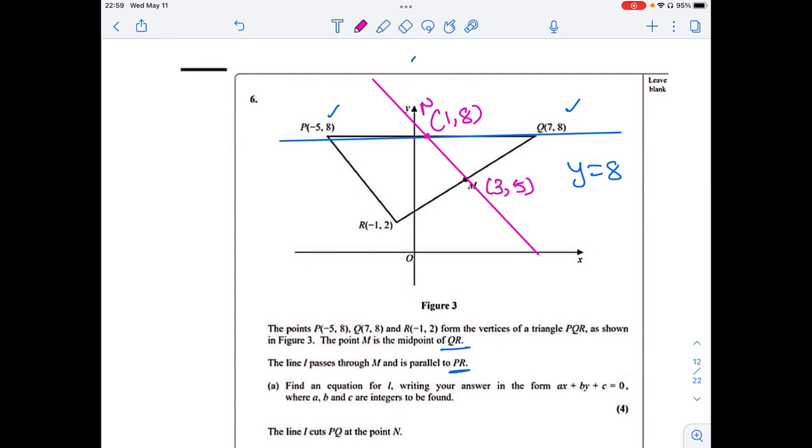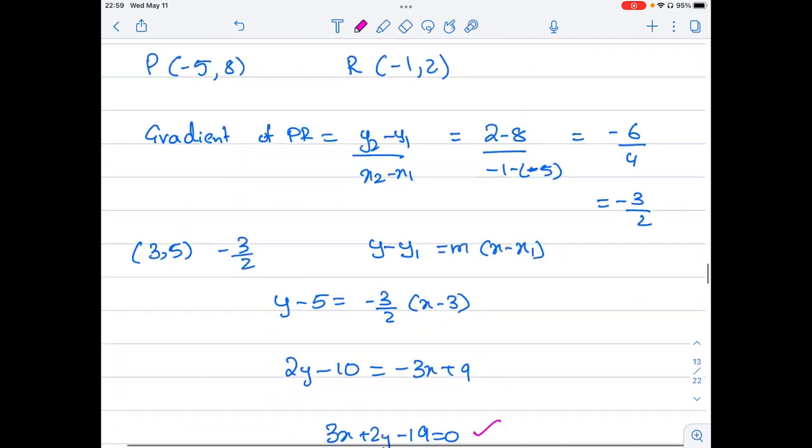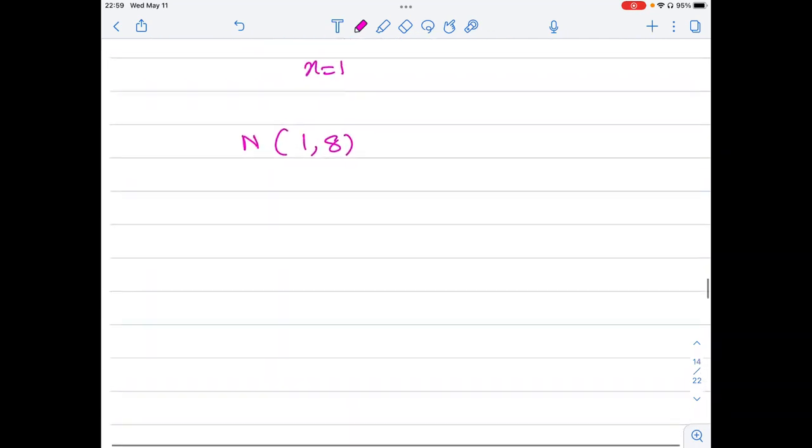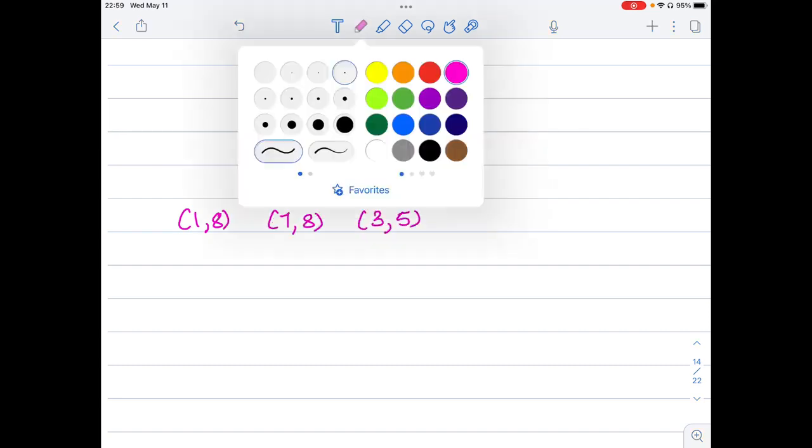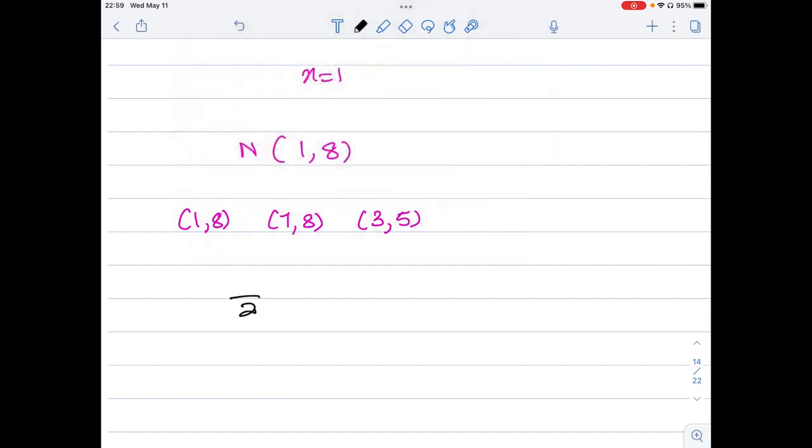So 1 comma 8, 3 comma 5 and 7 comma 8. So what are the points? 1 comma 8, 7 comma 8 and 3 comma 5. Now the area: how do I find the area? Area is very simple. We can use this shoelace method. Start with 1 8, 7 8, 3 5 and then again 1 8.